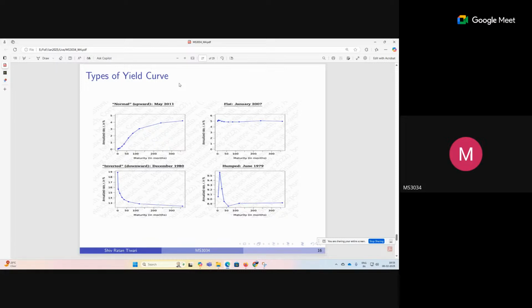Okay, sir. And does the repo rate of the banks affect the short-term treasury bill yields, or are they unrelated?